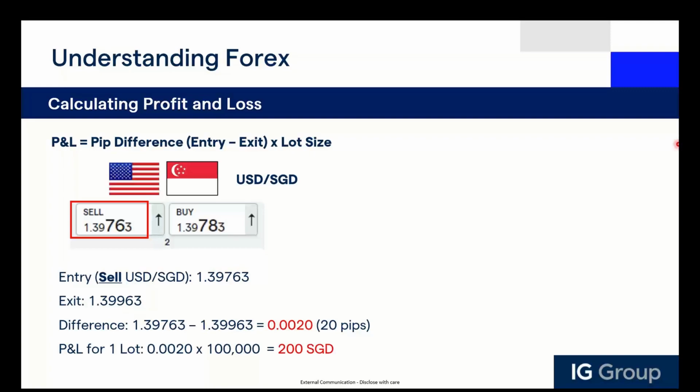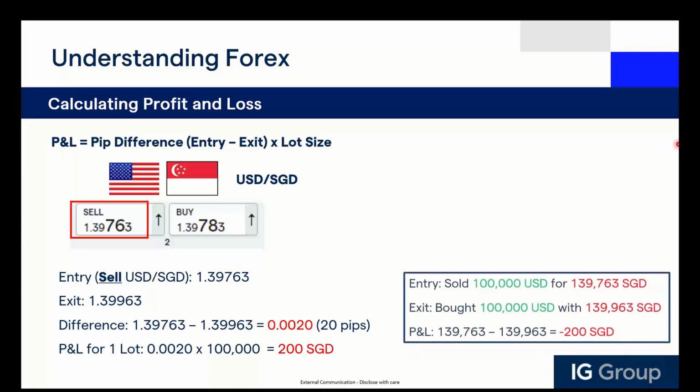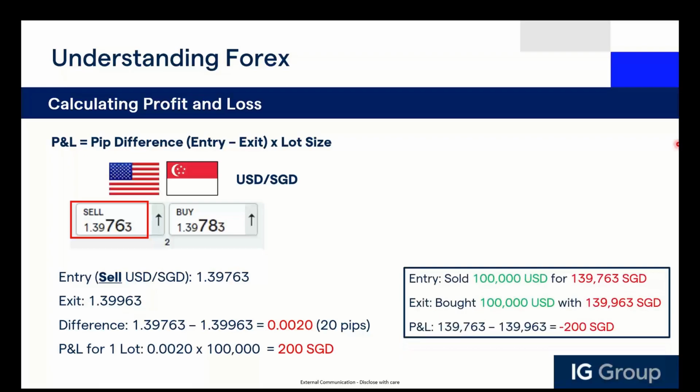Okay, so if we count again, for one standard lot, we take 0.0020 and multiply it by 100,000 for a standard lot, the value of the trade, and we get a loss of $200. Again, to translate into layman terms, when we short this pair, it means that we are selling the US dollar for Singapore dollars.